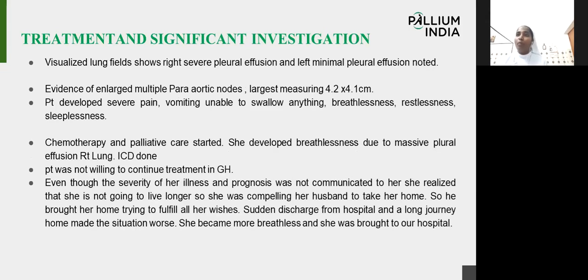And severe pleural effusion; they noted evidence of multiple enlarged para-aortic lymph nodes. By this time the patient had developed severe pain, vomiting, inability to swallow anything, breathlessness, restlessness, and sleeplessness. Then chemotherapy and palliative care were started. She developed breathlessness due to massive pleural effusion of the right lung. ICD was done. But she went into multiple organ failure.